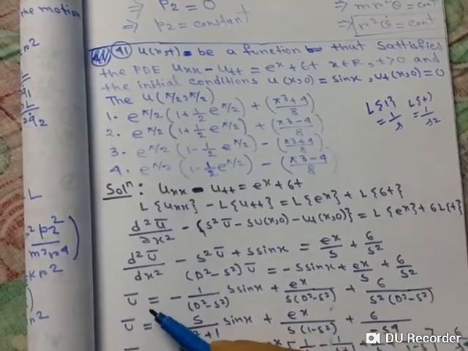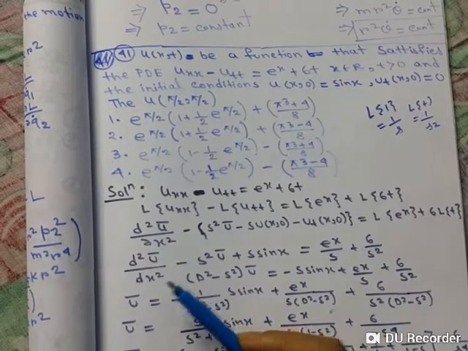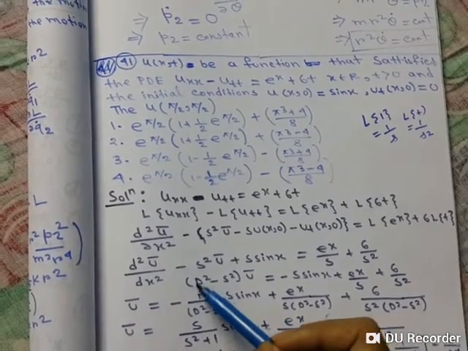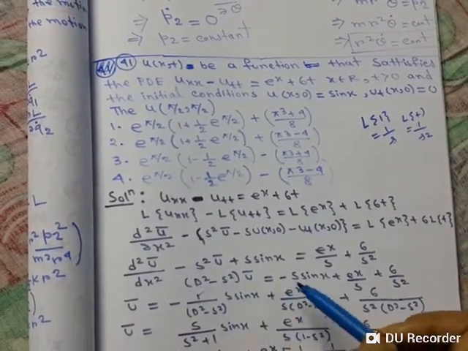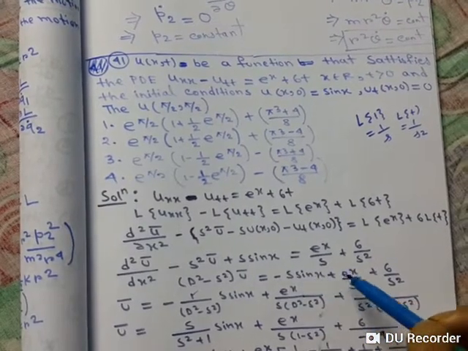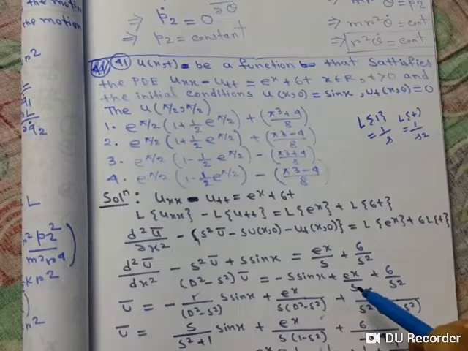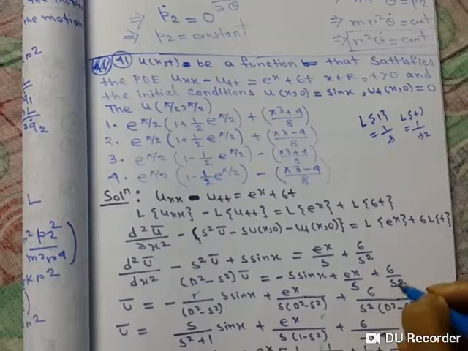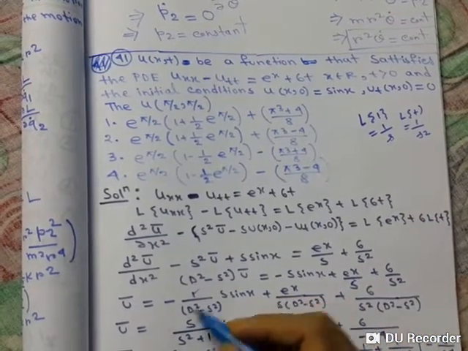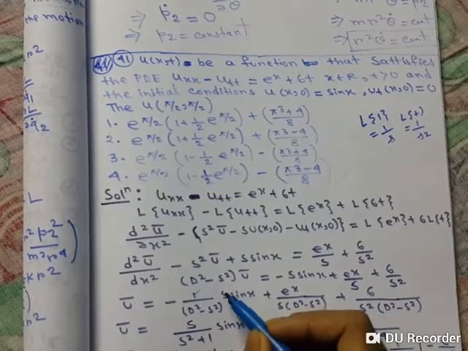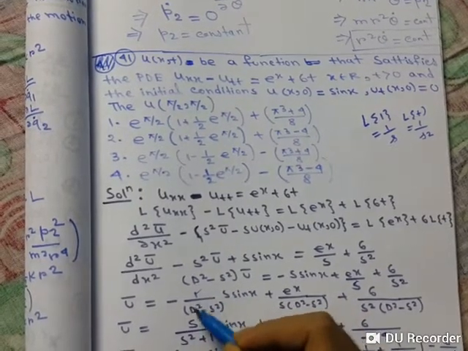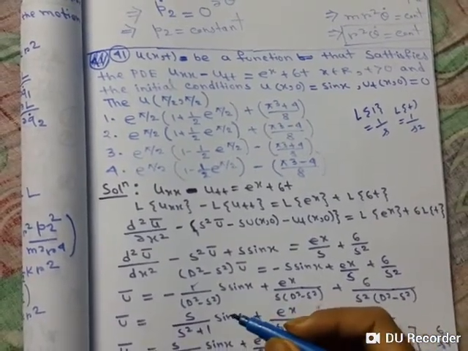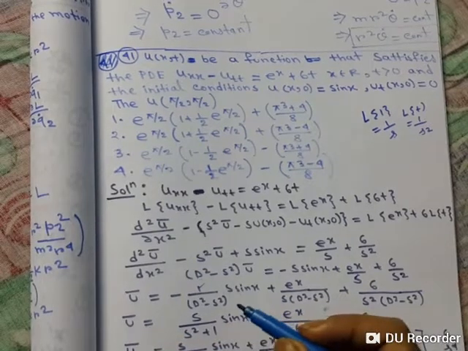Now u bar equals, taking common, (D squared minus s squared) u bar equals minus s sin x plus e^x by s, plus 6 by s squared. Now divide both sides by D squared minus s squared, then we get this. Now we calculate u bar.